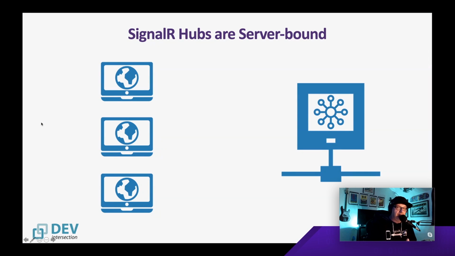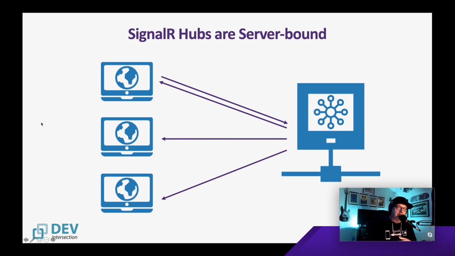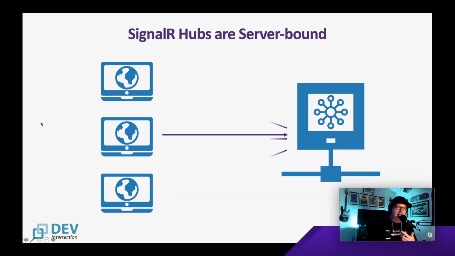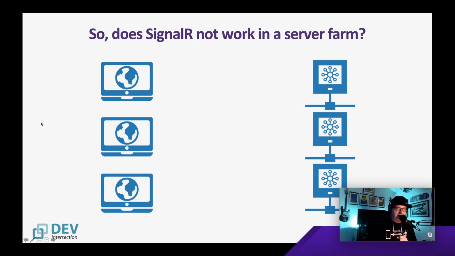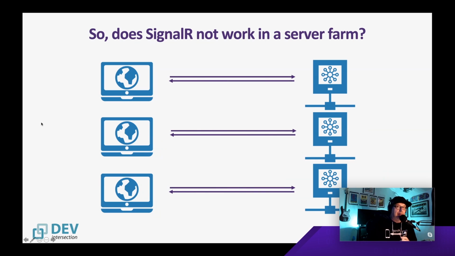So if I have multiple clients and they're all connected to one server, it's going to work out okay. Every time a client sends a message, it's going to bounce off the server and back to all those clients, and everything's going to be cool. But what if I scale it out to a server farm? Well, when I make a call to an individual server, I'm only going to get messages back to clients that happen to be connected to that individual server. You see the problem here.